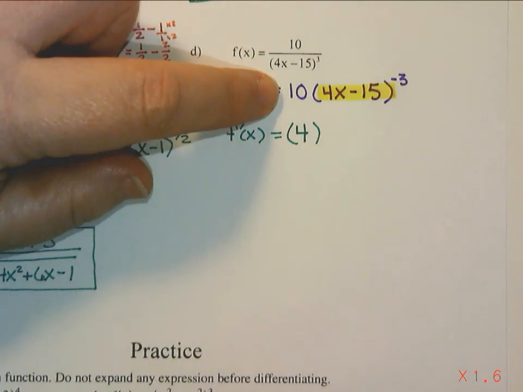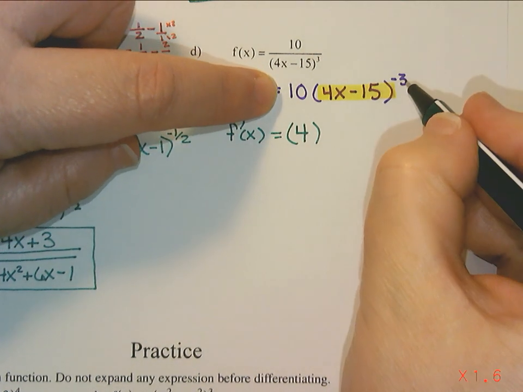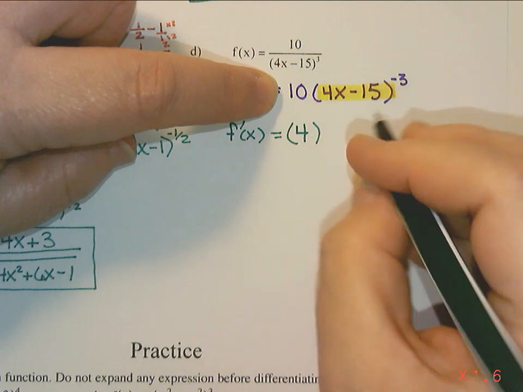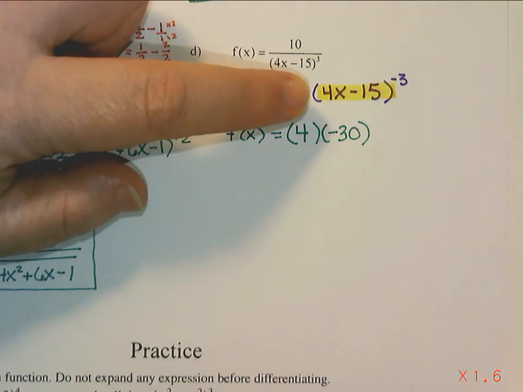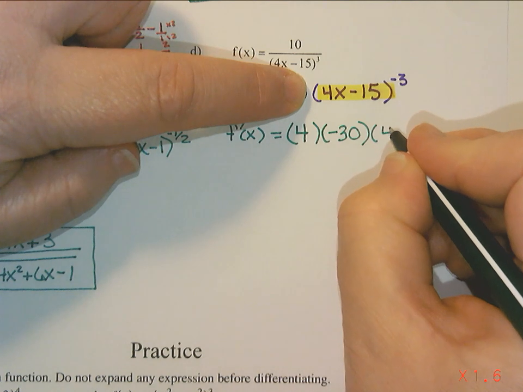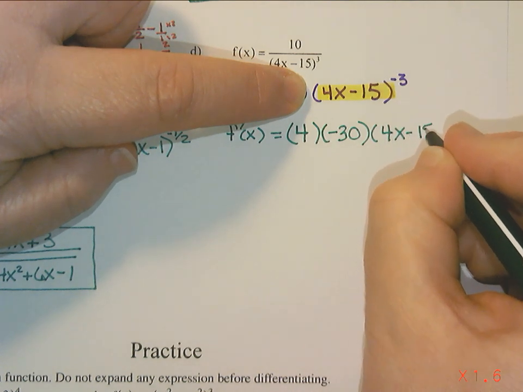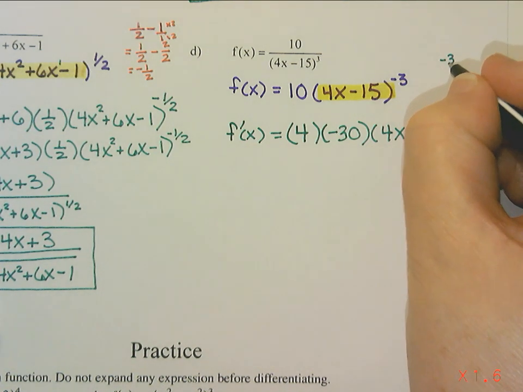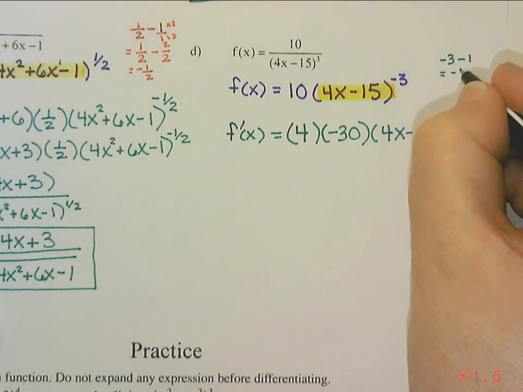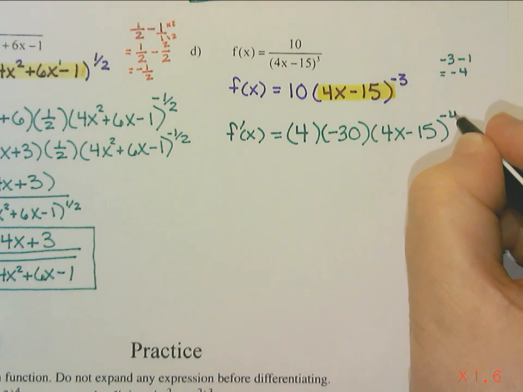And then we do the whole function together. So I'm going to do negative 3 times 10. That is negative 30. And then 4x minus 15. And I need to take 1 off of that exponent. It's already negative. So if I do negative 3, take away 1, that's going to give me negative 4 as my exponent.